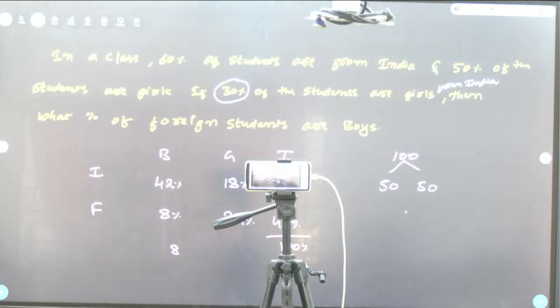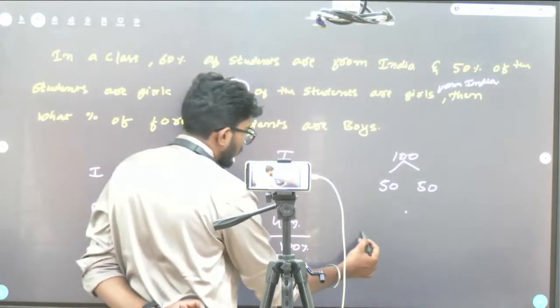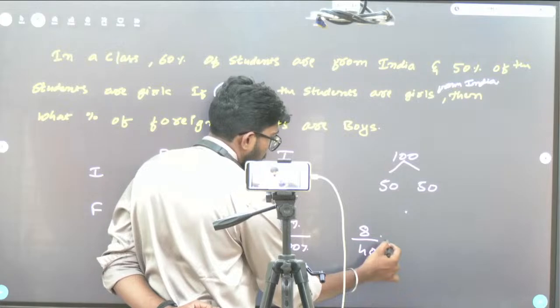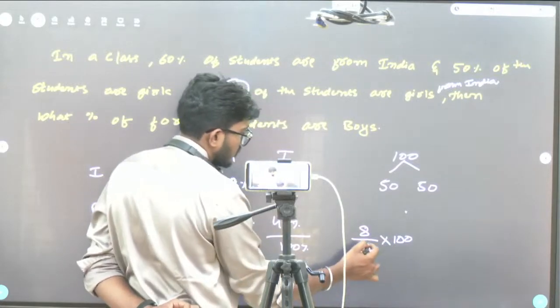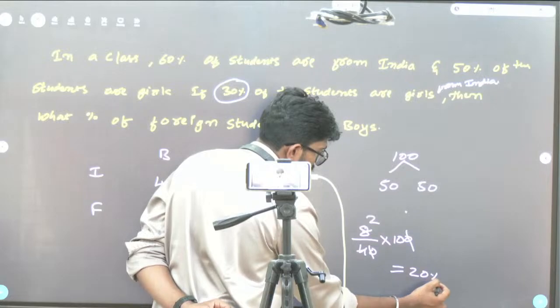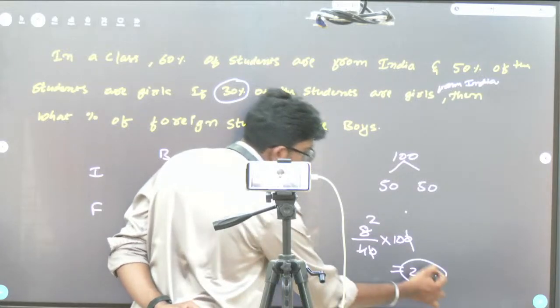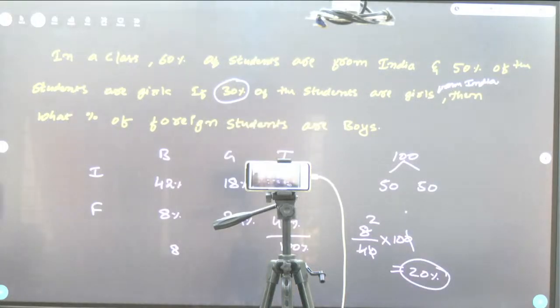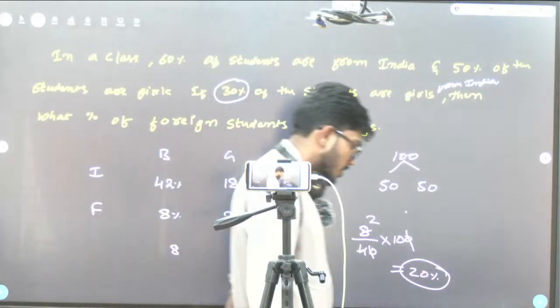8%. What percent? 8 by what percent total boys? 8 out of 40 into 100. Calculate. How many percent? 20%. Right? Foreign only 20% boys. The answer is 20%.